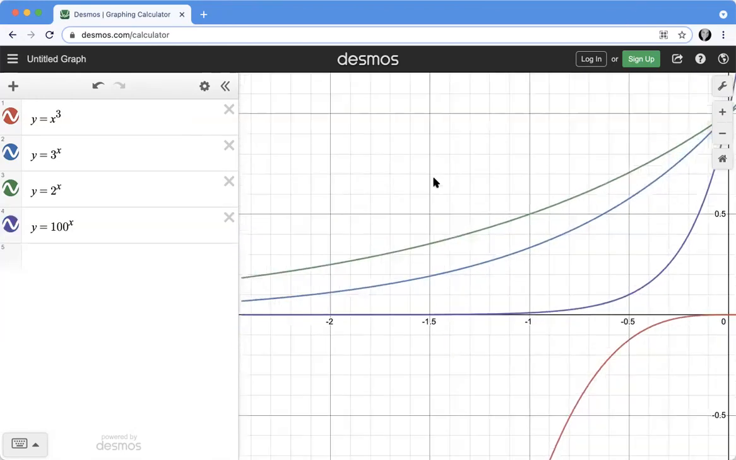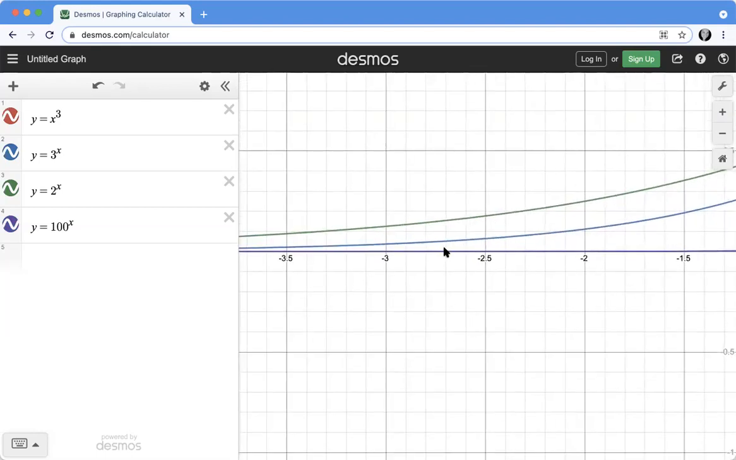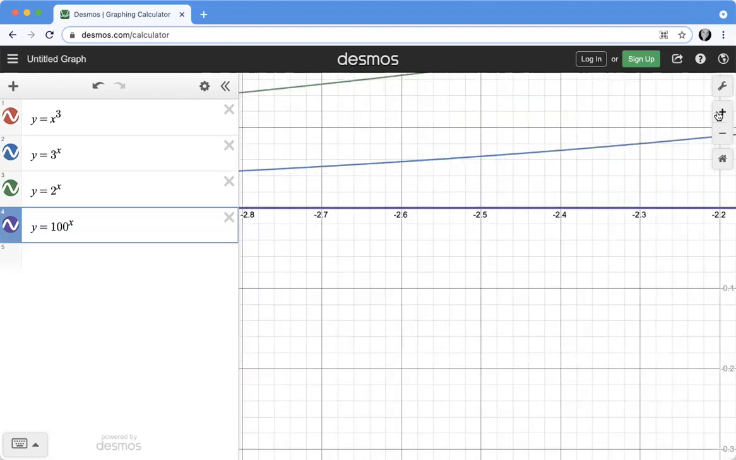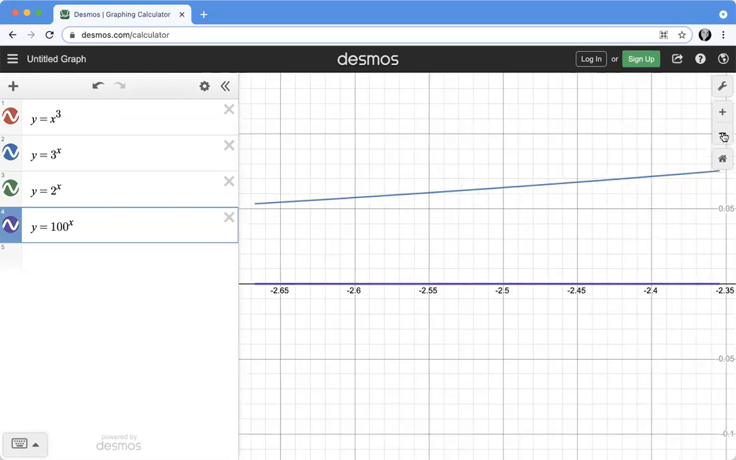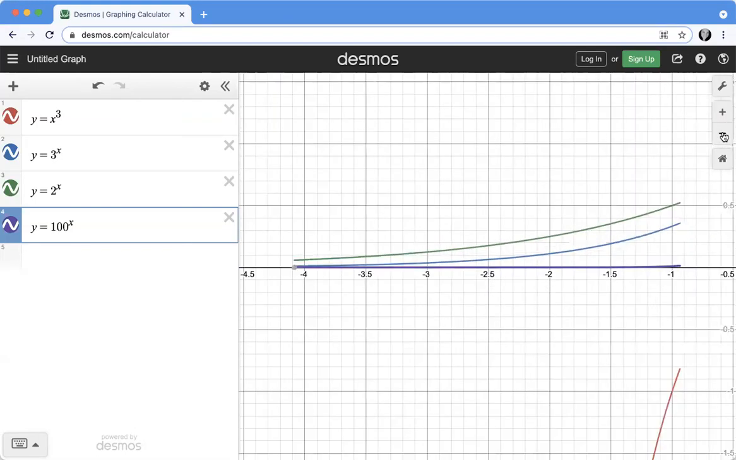So let me come over here. Are you going to be able to? No. So it's not going to be able to give me enough detail. There we go. Okay, so if I really get a close-up look, Desmos is like, okay, you're right. It's not exactly 0. So let me pull out a bit here so you can see.